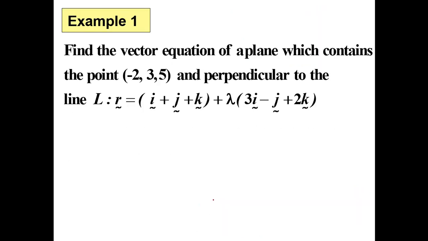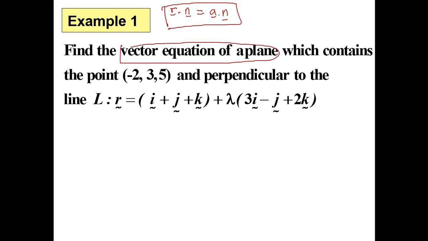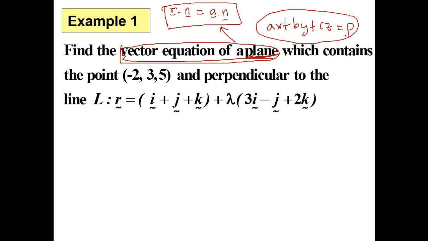So you remember that when we say r dot n equals a dot n, this is the vector equation of a plane. Read in the full sentence: a plane, we say that ax plus by plus cz is equal to constant p. This is the Cartesian equation for a plane.